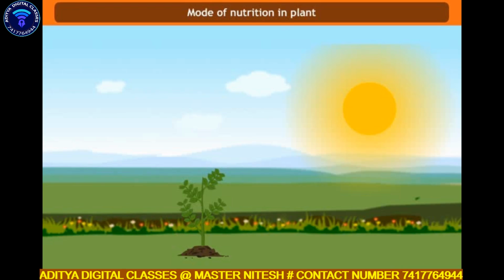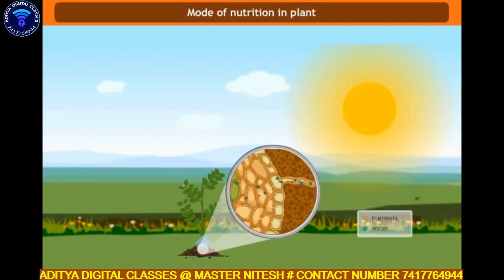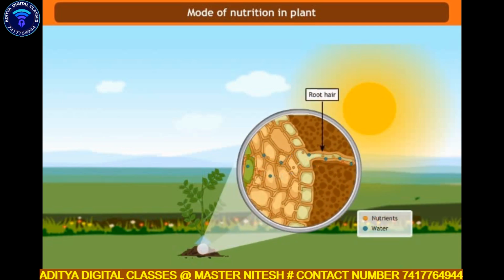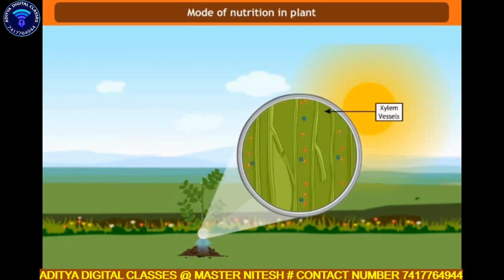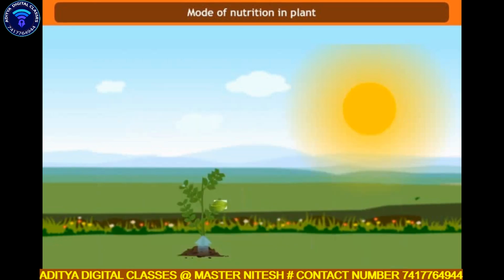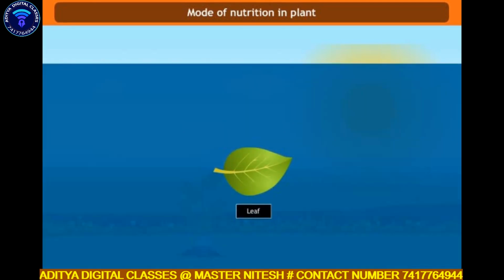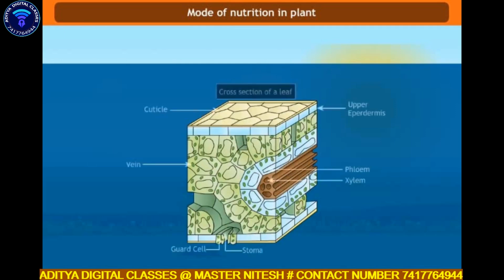Let us discuss how raw materials reach the leaf for preparing food. Water and minerals are transported to the leaves by the vessels, which run like pipes. Water from soil moves through the root, stem, branches, and finally reaches the leaves. Minerals form a continuous path or passage for the nutrients to reach the leaf.